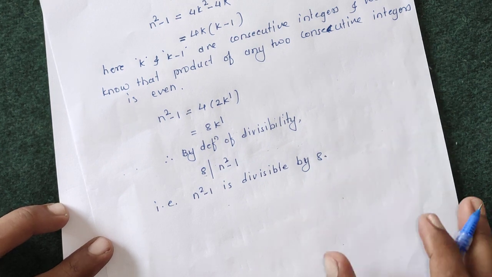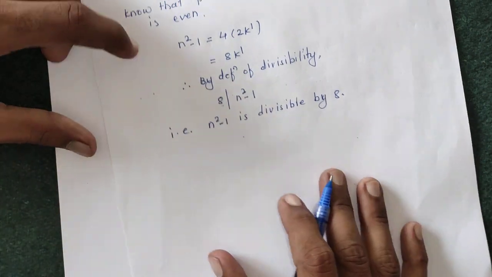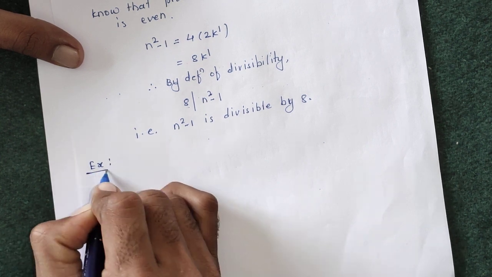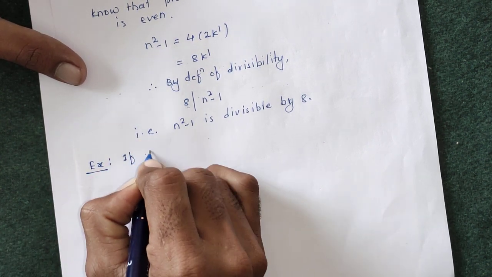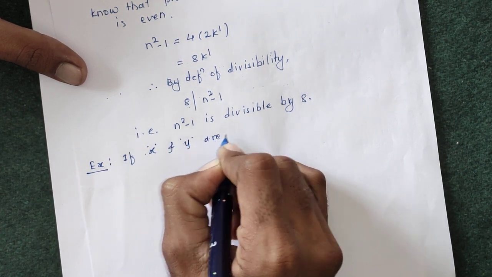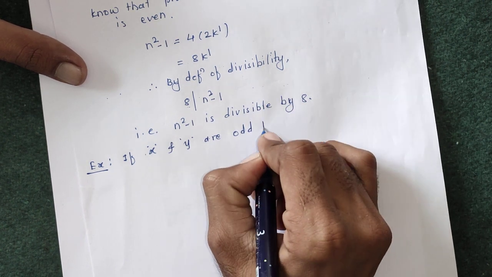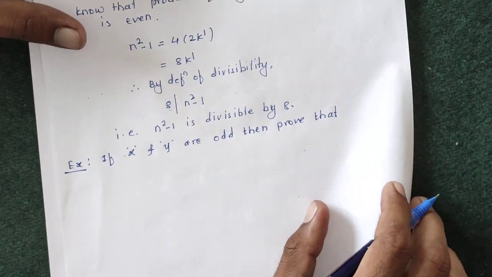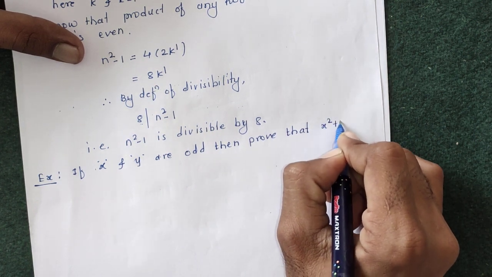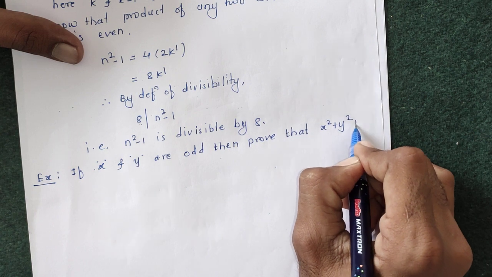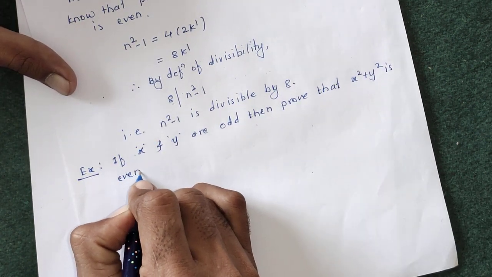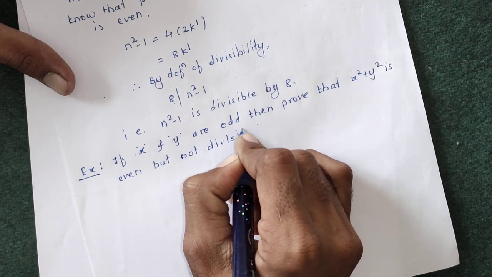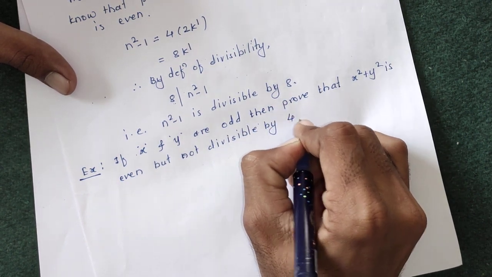Hence the solution of our example. Next example: if x and y are odd integers, then prove that x square plus y square is even but not divisible by 4.